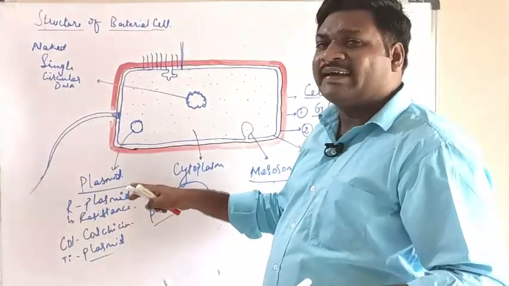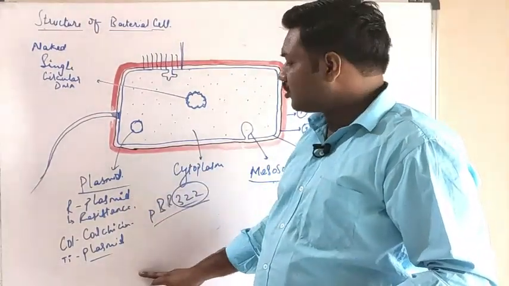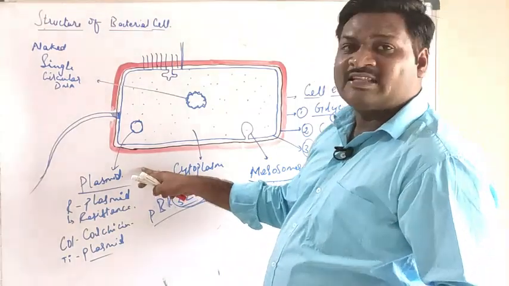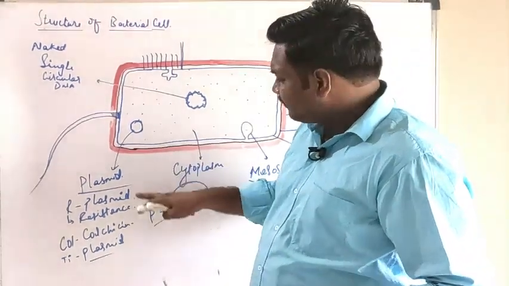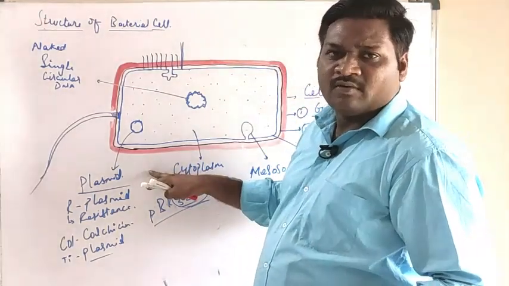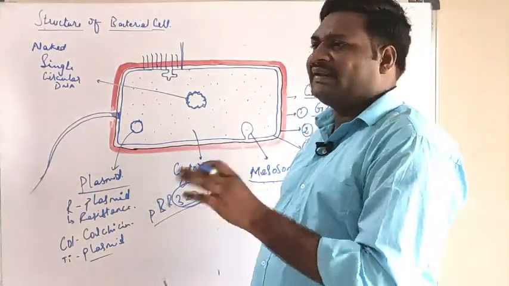So there are different categories of plasmid on the basis of their function, right? And this plasmid is nothing but an extra chromosomal set of DNA. Now, number wise, the plasmid may vary from 1 to 50 in a bacterial cell.